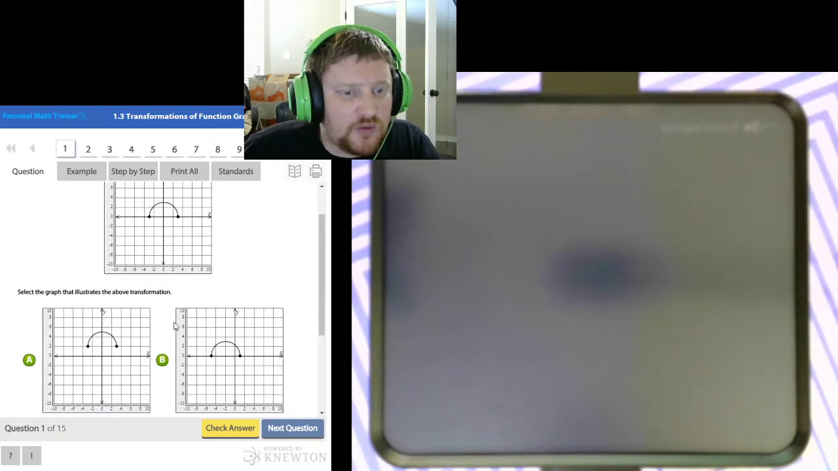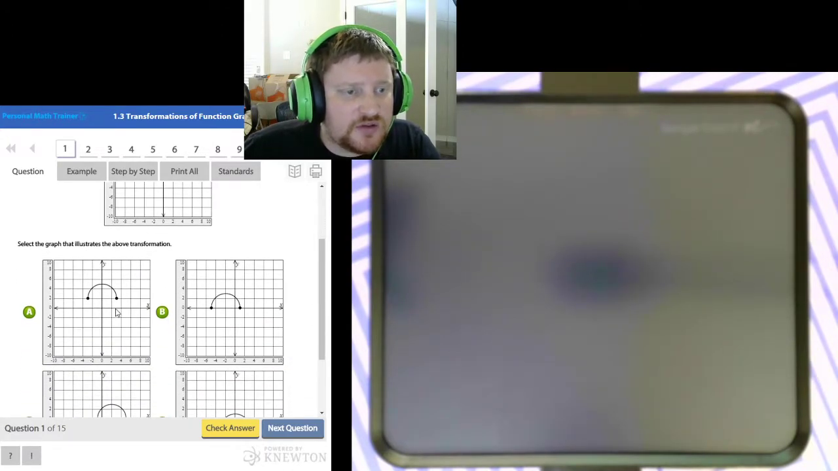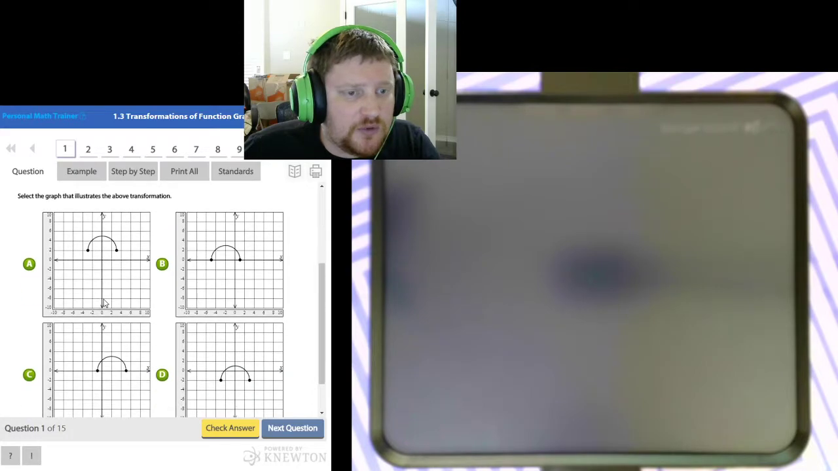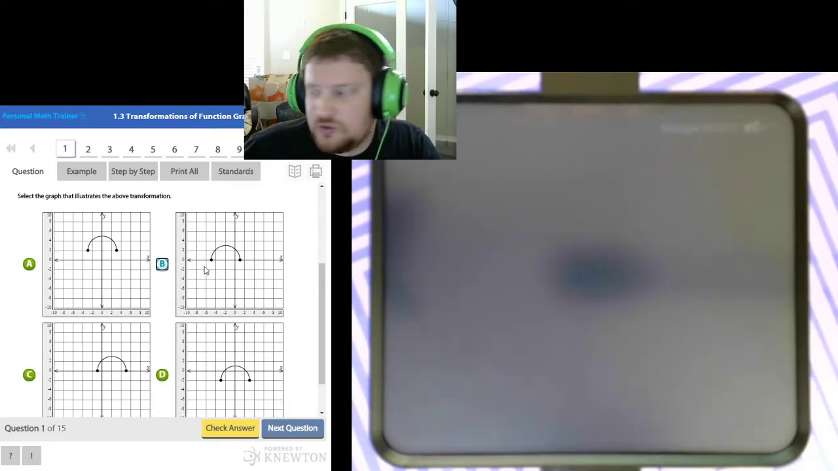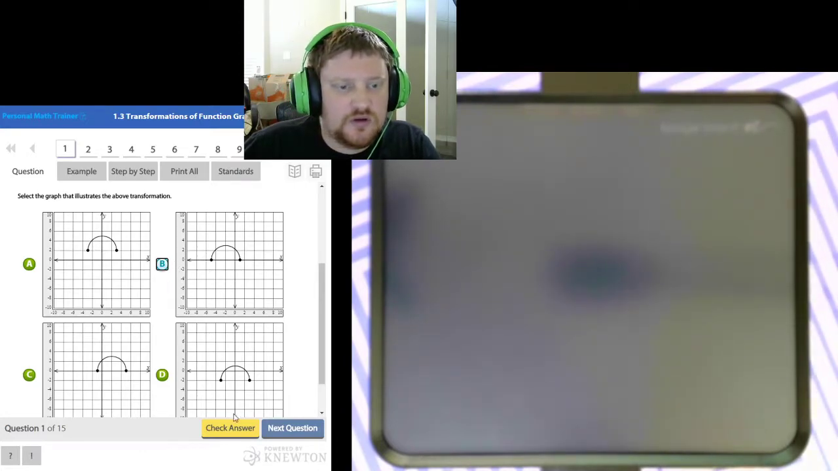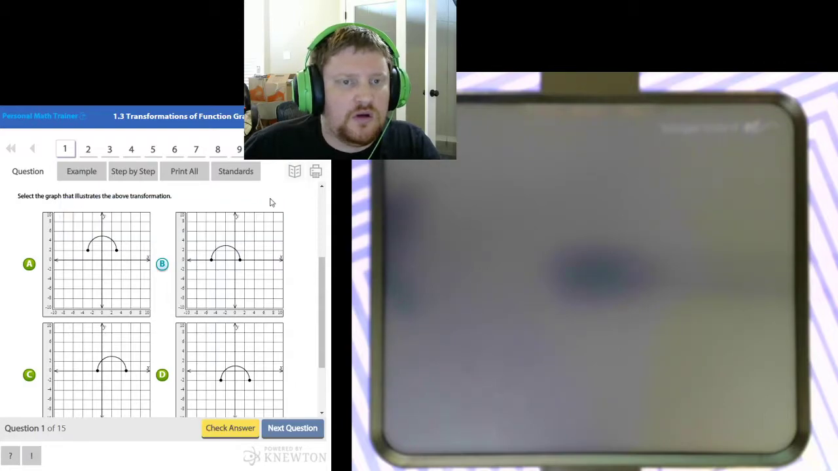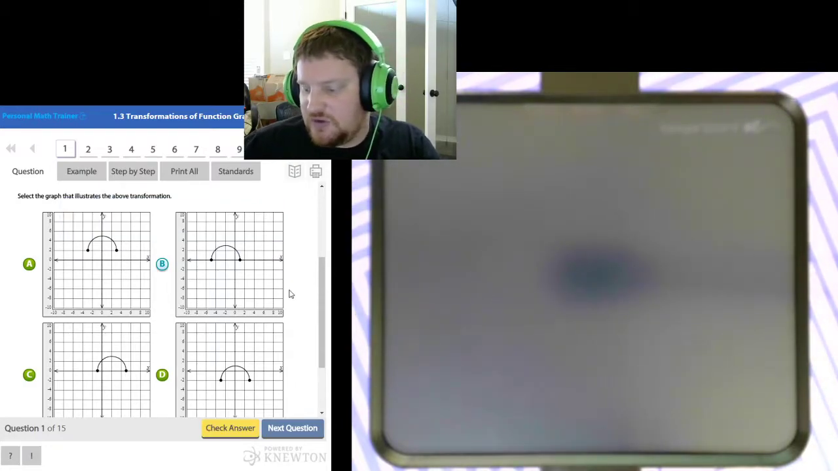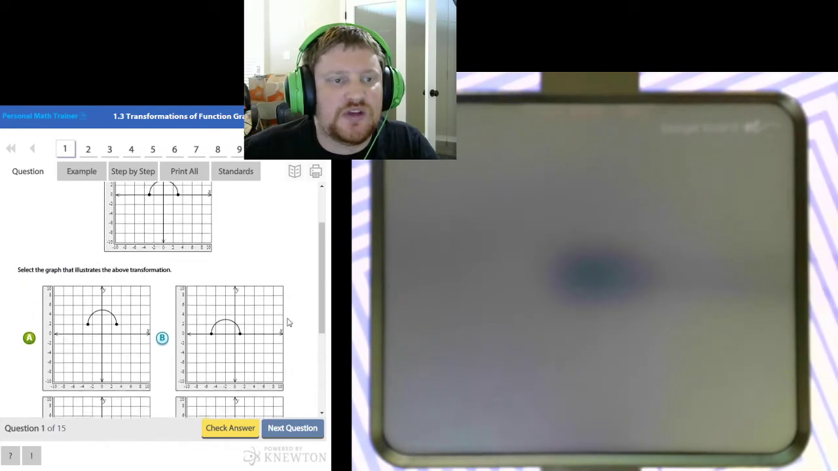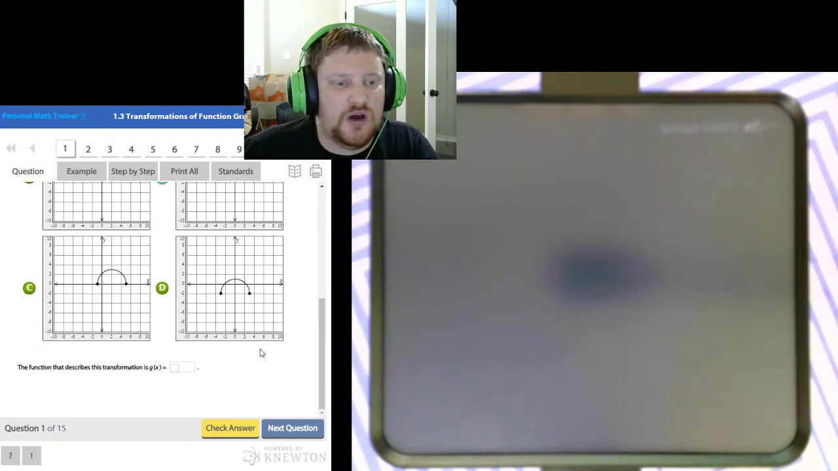Let's see if I can find one that does that. This looks like it moves 2 units up. This moves 2 units to the right. This moves 2 units down, so B moves us 2 units to the left. So that's the one that we're going to go with. However, I did what many of you did on the previous homework assignment, which was after I answered it, I failed to come all the way down.